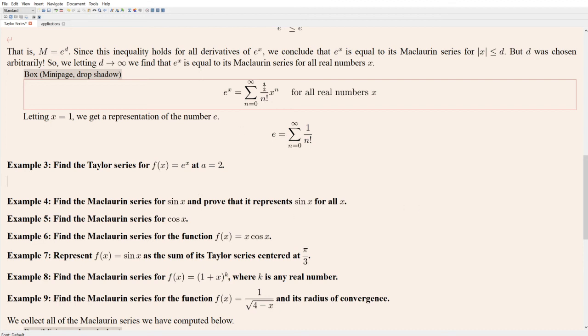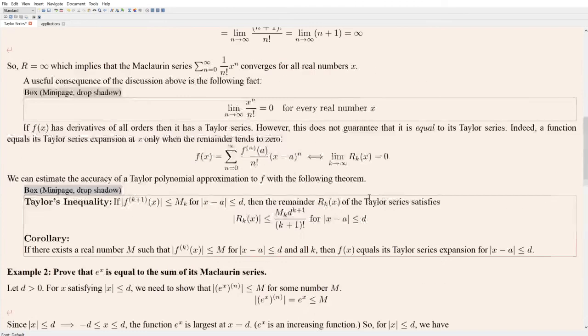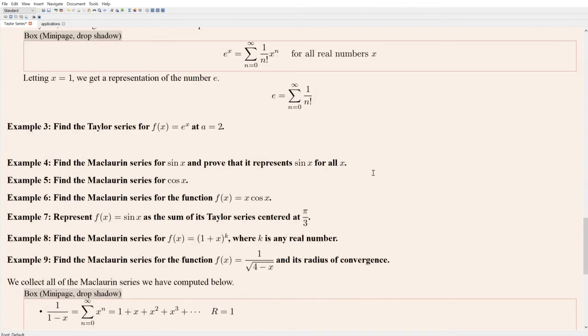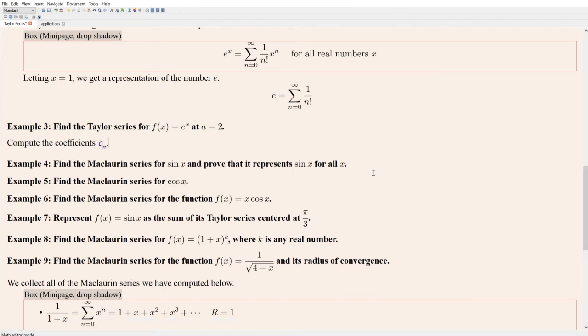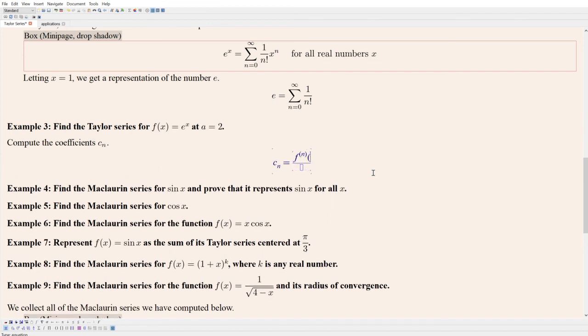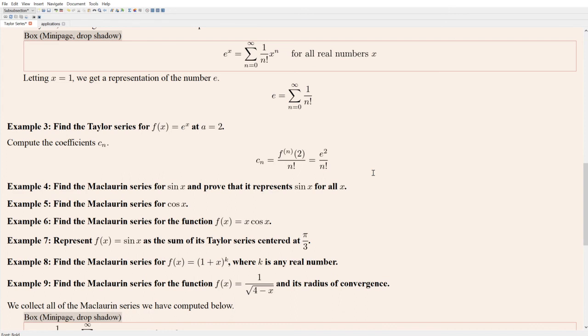Okay, so we know what the Maclaurin series for e to the x is. Let's compute the Taylor series for e to the x at a equals 2. So now we have a different center point. And really, there's nothing to do but to plug stuff into this formula again. Only now, instead of a equals 0, we have a equals 2. So c sub n is equal to the nth derivative applied at 2 over n factorial. Well, we know that the nth derivative is just e to the x, so that's e squared over n factorial. Just plugging 2 into e to the x.